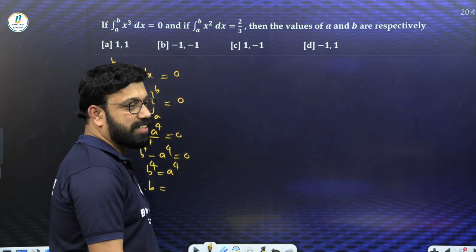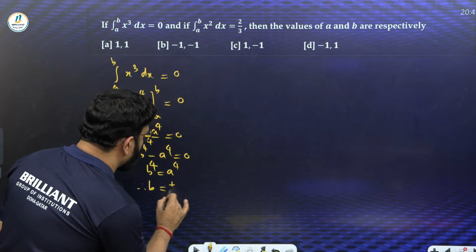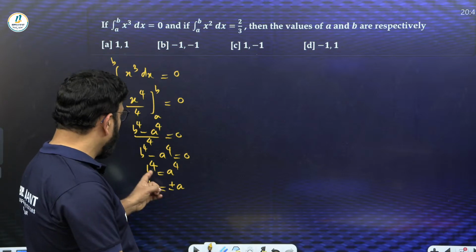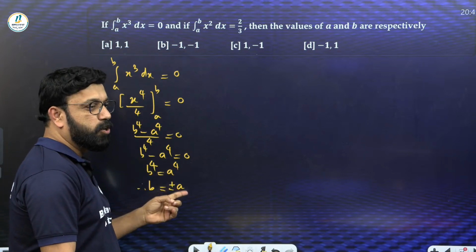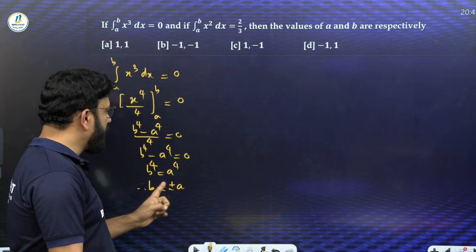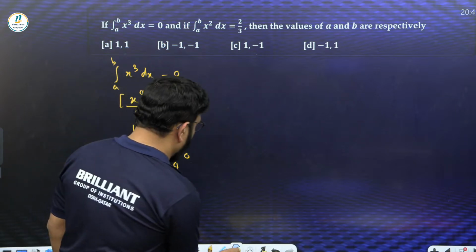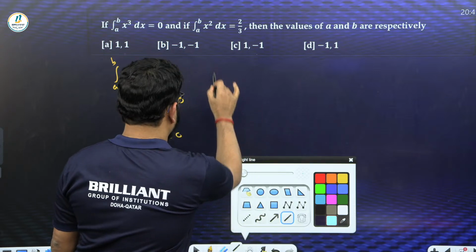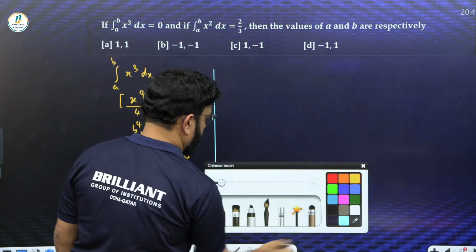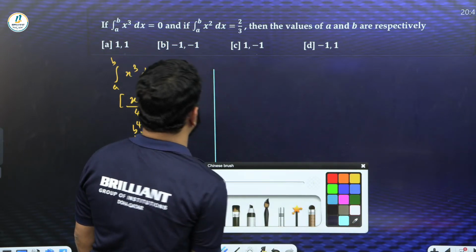Yes, good. b equal to, we can take plus or minus a, because you know b square equals a square, not only one value, positive and negative we can take. b raised to 4 equal to a raised to 4. Two conditions are there. And take the second condition.